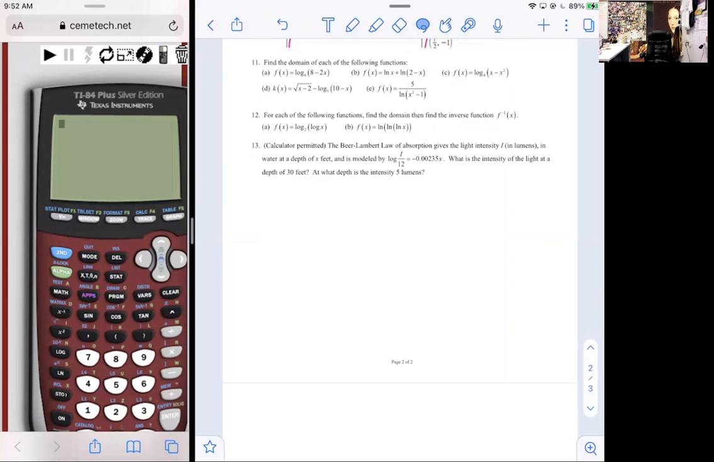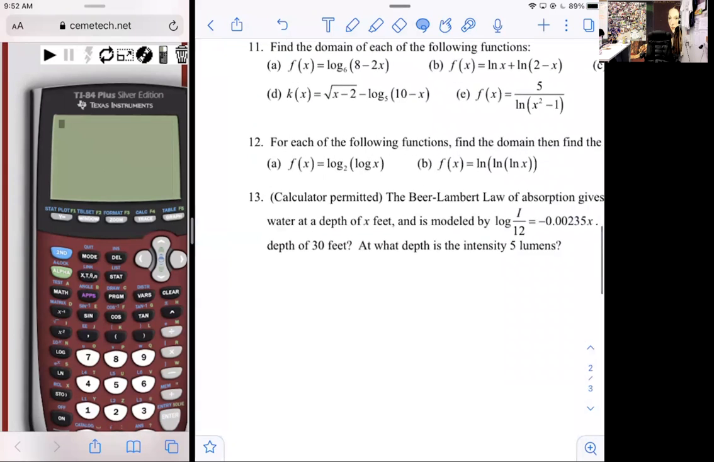All right, so number 13, it was the last one, right? That means that's the one you skip or you just copy from the key because you're tired, right? That's what that means. No, it says calculator permitted, all right?